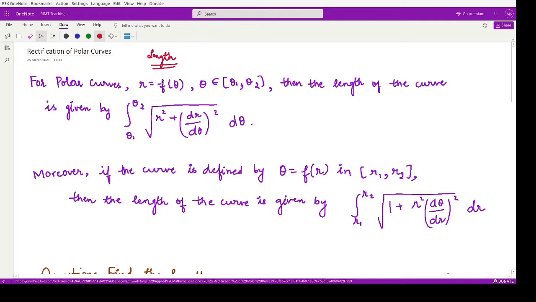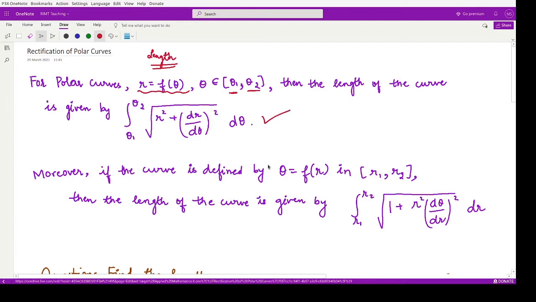So what is the equation of a polar curve? It is r equals f of theta, where r is given as some function of theta. Within this range, when theta varies from theta 1 to theta 2, the length of that particular curve is calculated using this formula: integration, theta from theta 1 to theta 2, of the square root of r squared plus (dr by d theta) whole squared, d theta. This is the formula that you have to remember.